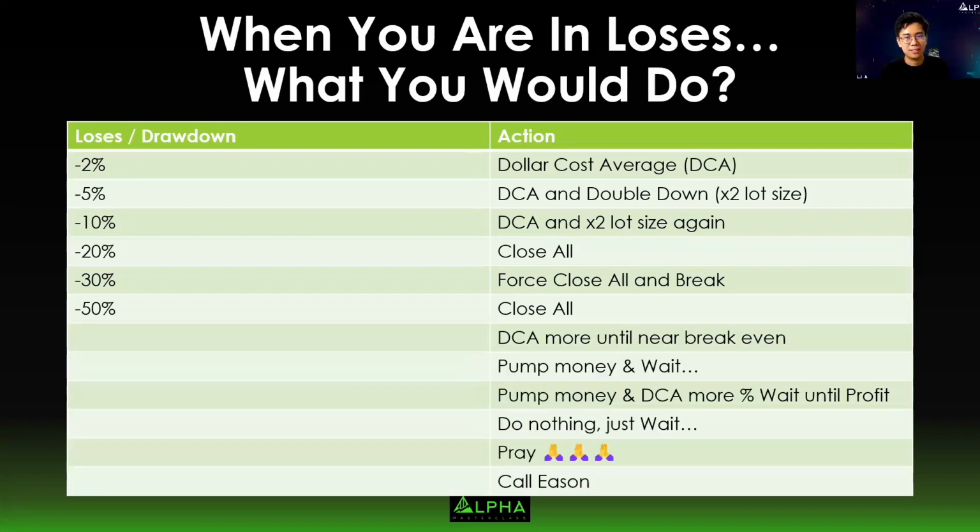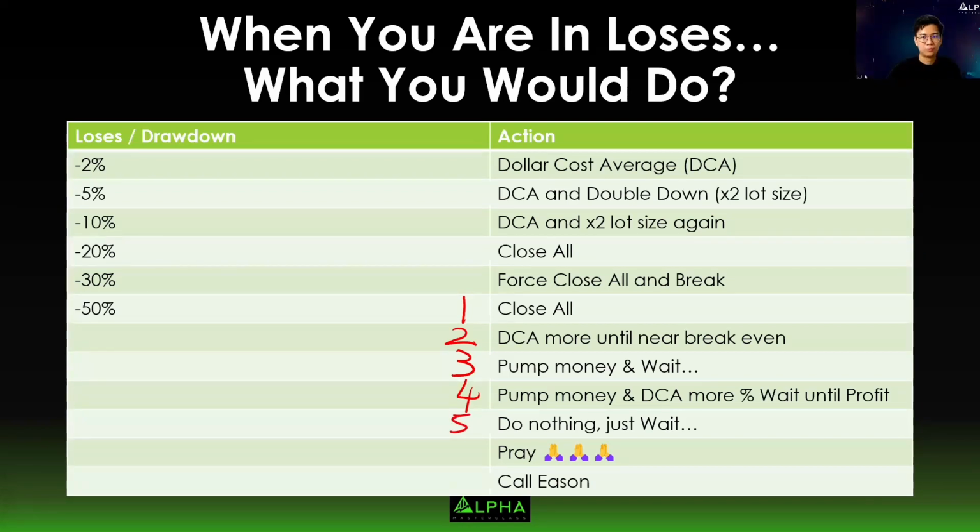Okay, I give you a few more answers. Number one, close all. Number two, 1K already. Dollar cost average, continue to trade until break even, only then you close. Number three, take whatever you're saving, pump in more money, wait until profit. Number four, pump in more money, trade even more, do until profit. No profit, still wait until profit, pump more money until profit.